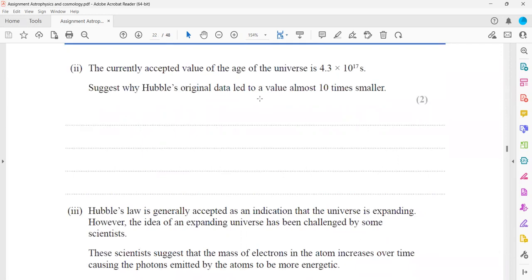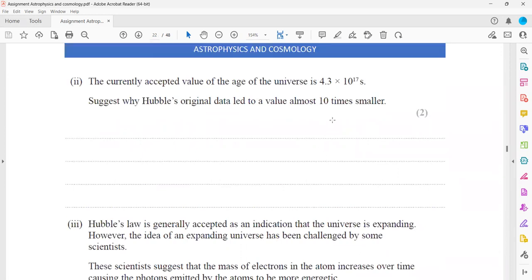The current accepted value of the age of the universe is 4.3 × 10^17 seconds. Suggest why Hubble's original data leads to a value almost 10 times smaller. Why? The main reason: the current accepted value, you can see, is 4.3 × 10^17 seconds. And why does Hubble's original data lead to a value almost 10 times smaller?